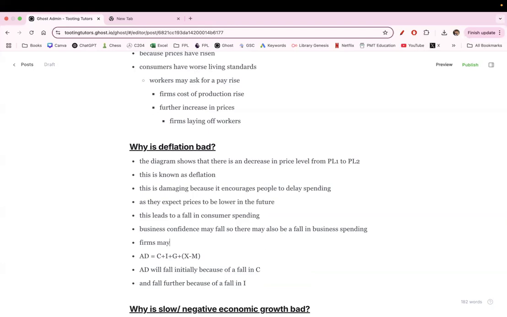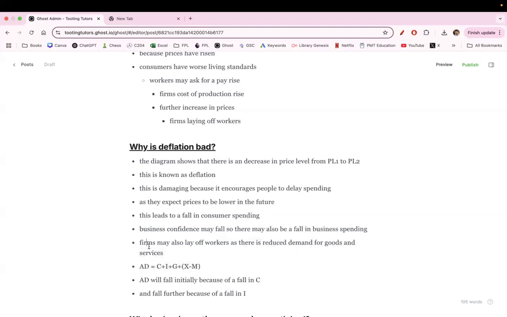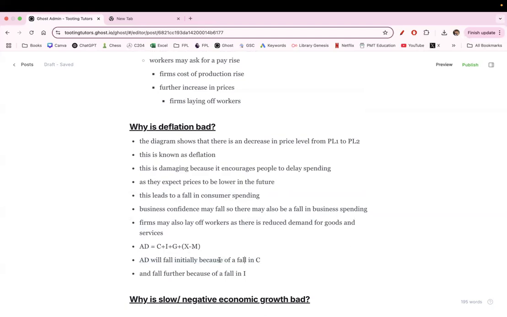Firms may also lay off workers as there is no derived demand for them. So if there's reduced demand for goods and services because people are delaying their spending, then there's also less demand for workers. So firms may lay off some workers. AD will fall initially because of a fall in consumer spending, fall further because of a fall in investment, and could also fall even further when people who lose their jobs stop spending as well.